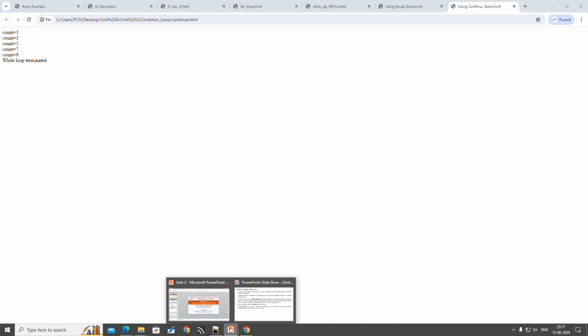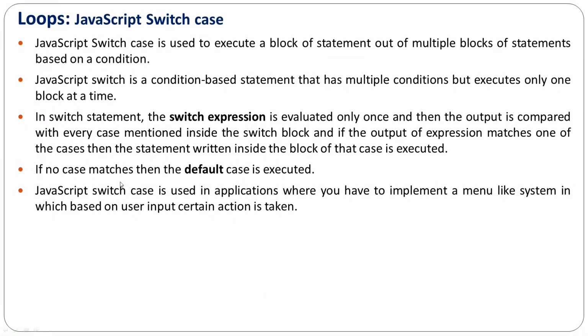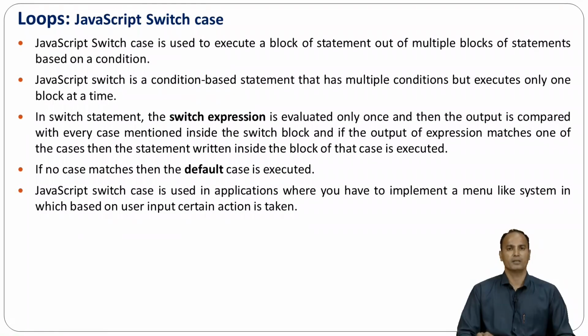Moving next is switch statements. When we have multiple values and among them we want to select a particular one, then we should use a switch case statement. JavaScript switch case is used to execute a block of statements out of multiple blocks of statements based on a condition. In a switch statement, the switch expression is evaluated only once, and then the output is compared with every case mentioned inside the switch block.